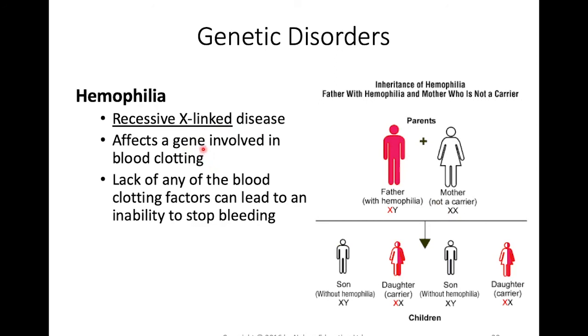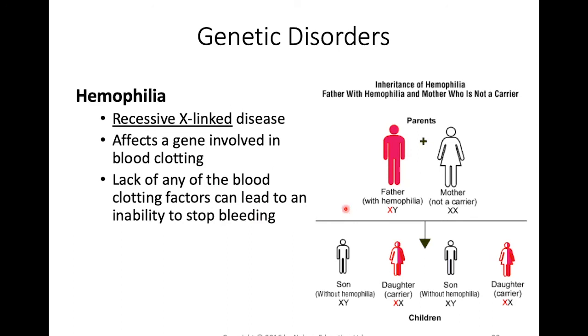Now, the gene that's involved here affects the production of protein number 8. Okay, so it just affects one simple blood clotting protein, but that interrupts the entire cascade of the blood clotting process. All right. Now, lack of any of the blood clotting factors can ultimately lead to an inability to stop bleeding. So, hemophilia, typically, though, it's clotting factor 8 that is impacted. And as a result, they are unable to activate the blood clotting process and stop bleeding.